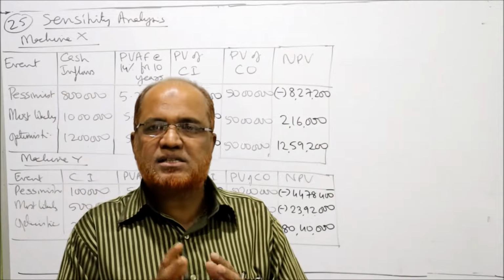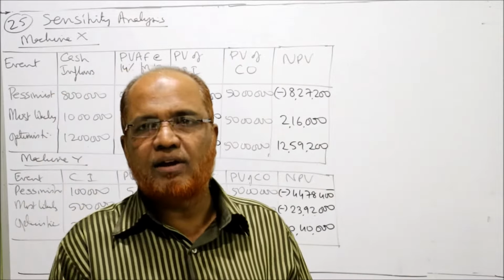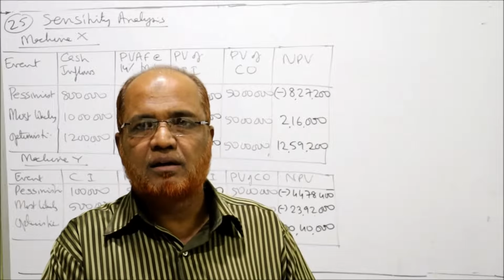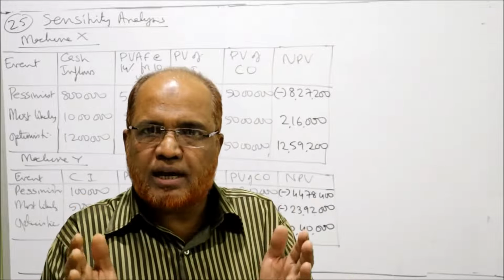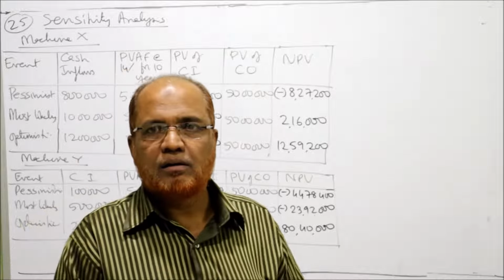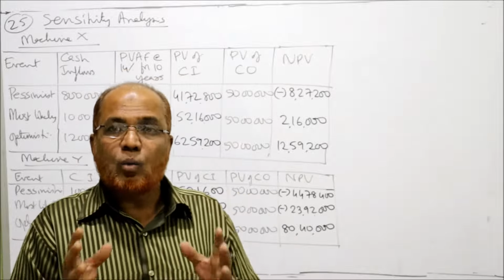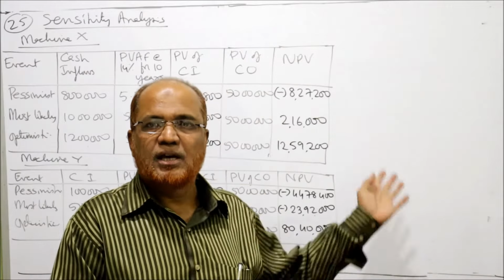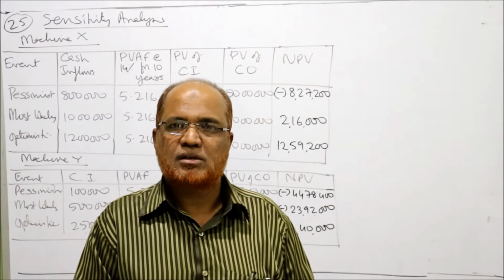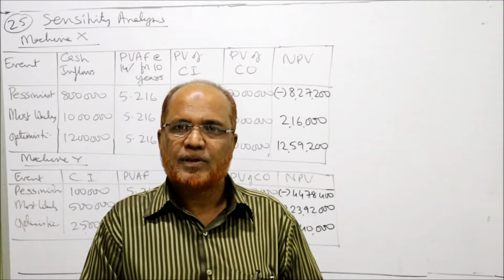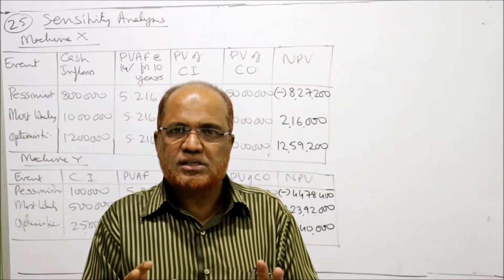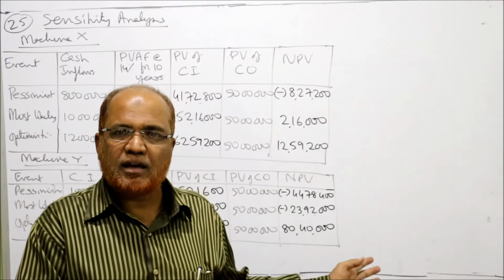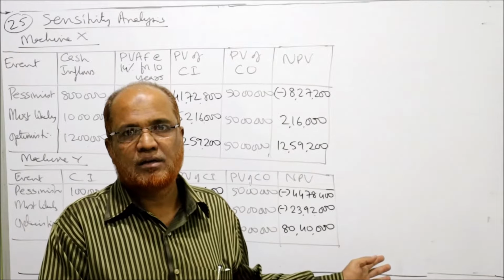But in the case of machine X we are having negative NPV only in the pessimistic case. If the situation happens to be most likely or optimistic, we are gaining. So comparatively, machine Y is more risky. Machine X, not much risk: a moderate income we will get. Low income, no risk, less risk. Here, high income and high risk.